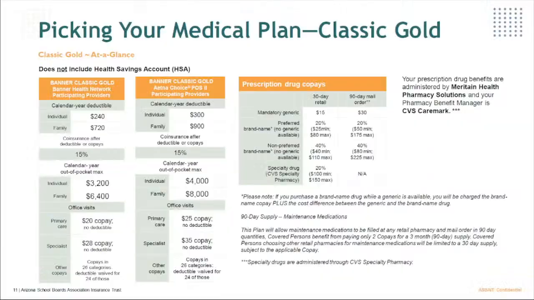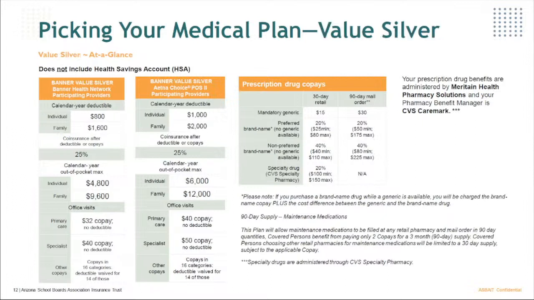All right, so we've chatted about the medical plans. I've just got a brief overview. These are the three plans that Liberty offers. They are the classic gold plan. I've got the Banner illustration over on the far left, what deductibles and out-of-pocket maximums are. And then Tier 2 for Aetna is in the middle, and then over on the far right is the prescription. And we'll talk about those next, coming up here.